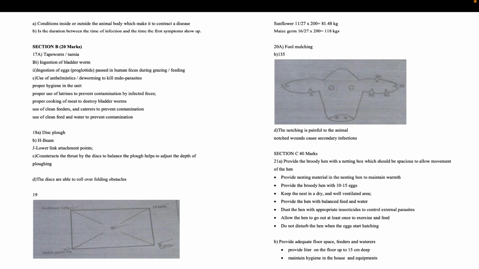19. Sunflower 11/27 x 200 equals 81.48 kilograms. Maize germ 16/27 x 200 equals 118 kgs. 20a. Full mulching. B. 135.